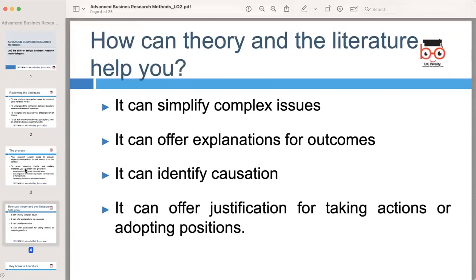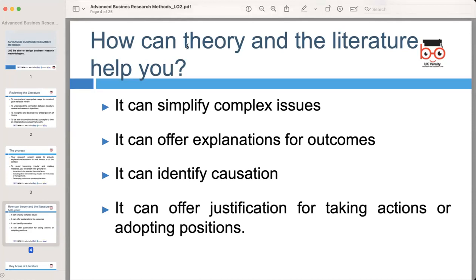How can theory and literature help you? Any question, or can anybody tell me, if anyone is there, how can theory and literature help you?